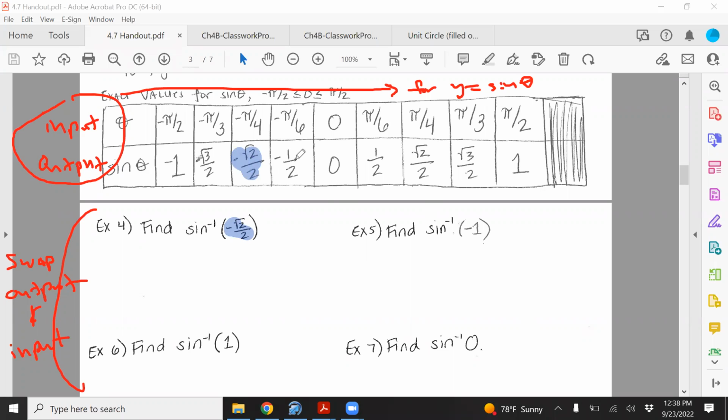So what's the angle that goes with negative root 2 over 2? Look at the table, guys. What angle goes with negative root 2 over 2? Negative pi over 4. Right. Will that be 90 degrees though? No, it's negative 45 actually.